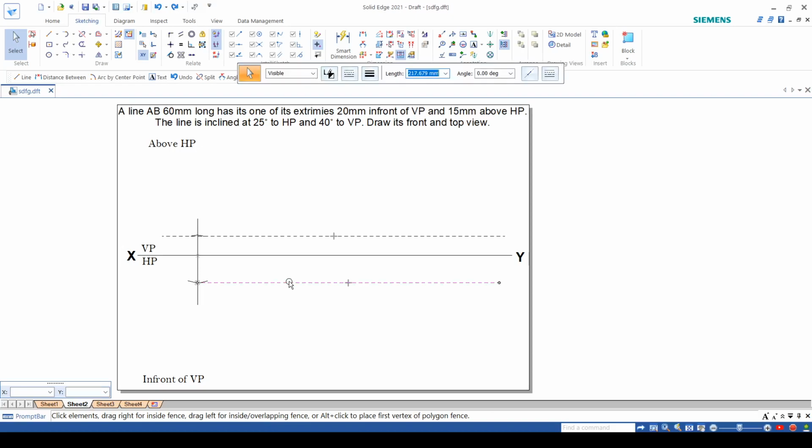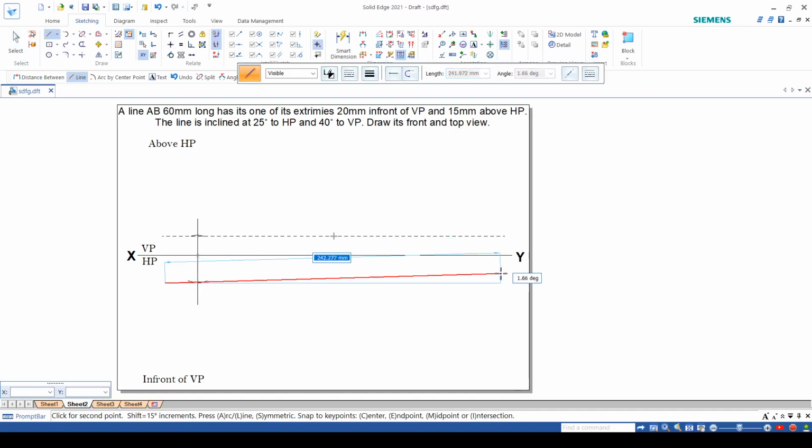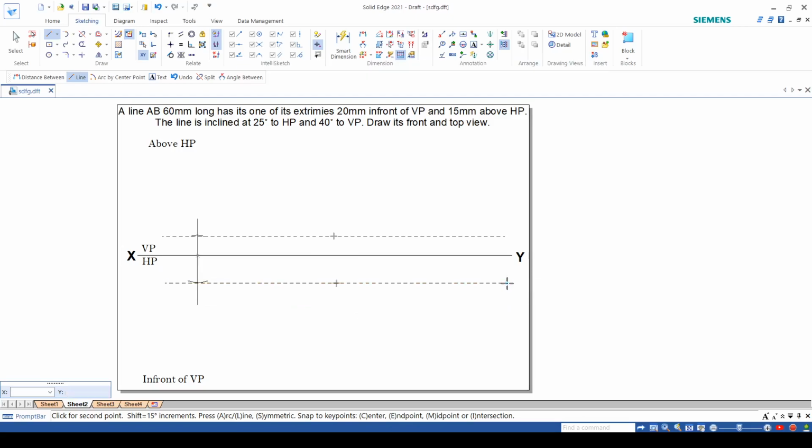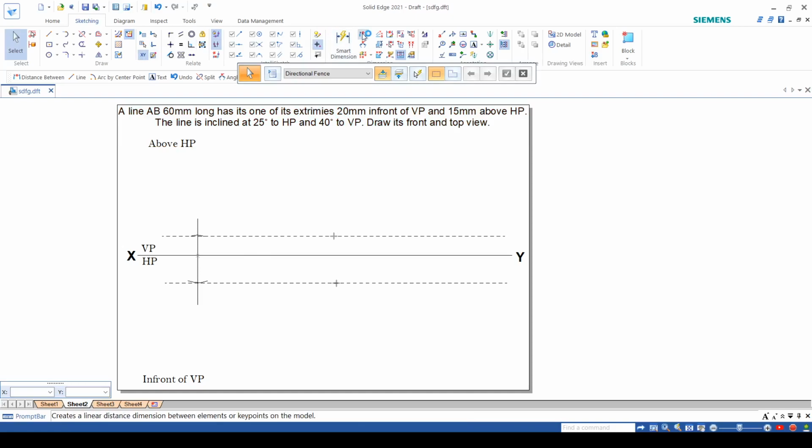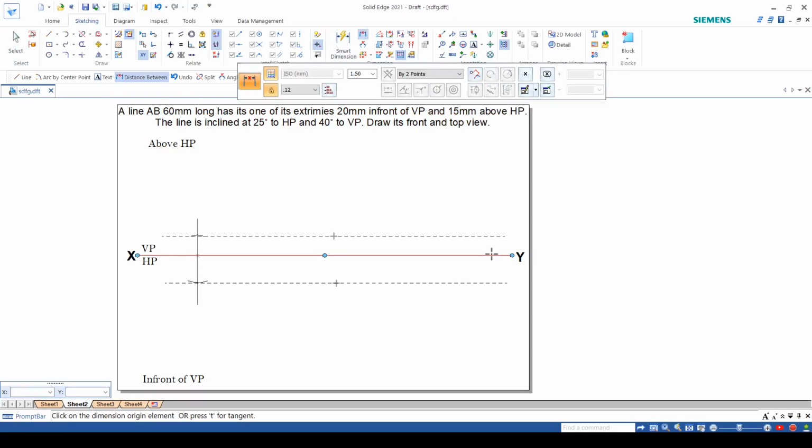Okay. I am not able to actually draw, so I would just make a line and set the distance. It's 15... Okay. In front of VP is 20 mm, so I would just make it 20 mm. Oh, I'm just making it on the wrong side, but let it be now.